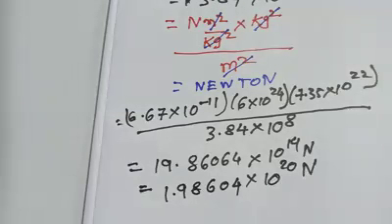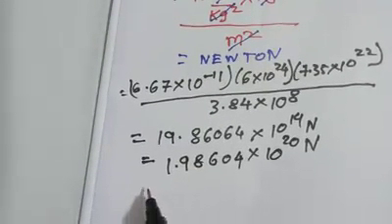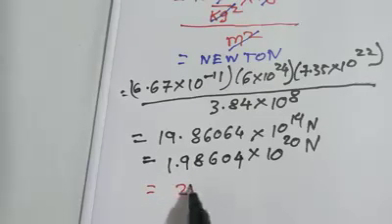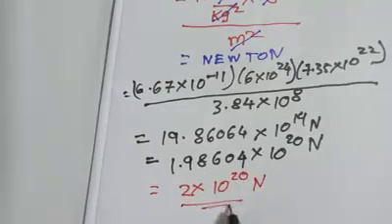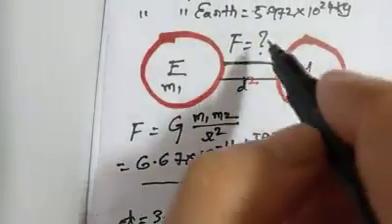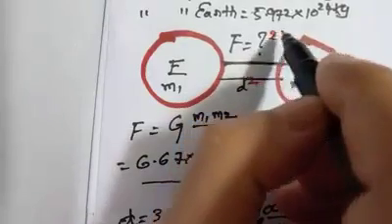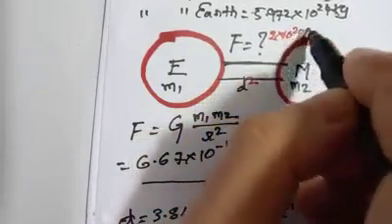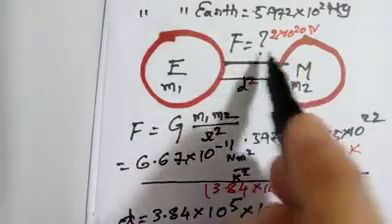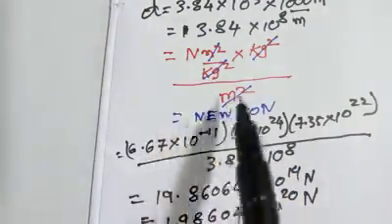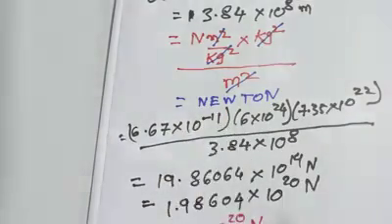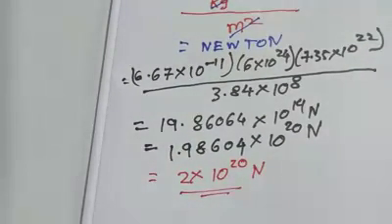Now, just for convenience, I can further reduce it and make it as 2. Yeah, 1.9 we can always mention as 2. So 2 into 10 to the power 20 newtons. This is the force which we calculated between the earth and the moon. Very simple. All we need to mention here is that we convert it and we get the unit of force, which is the Newton.